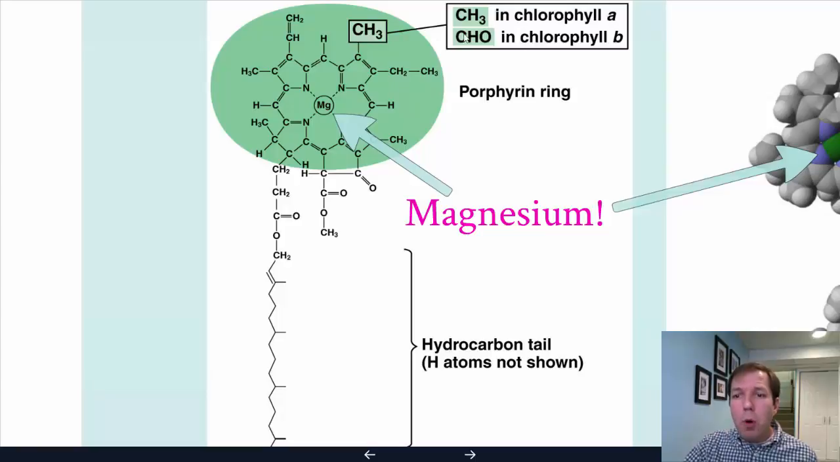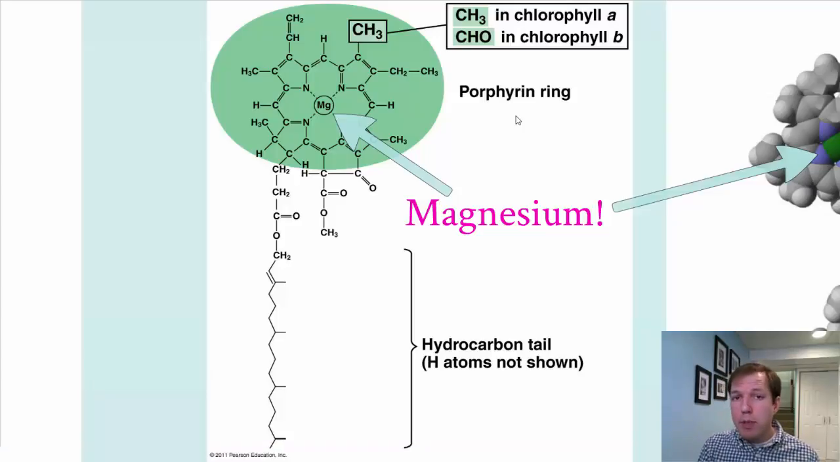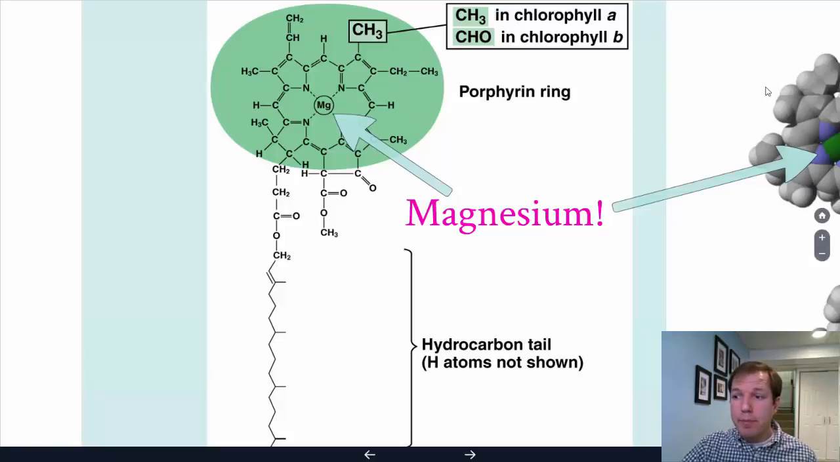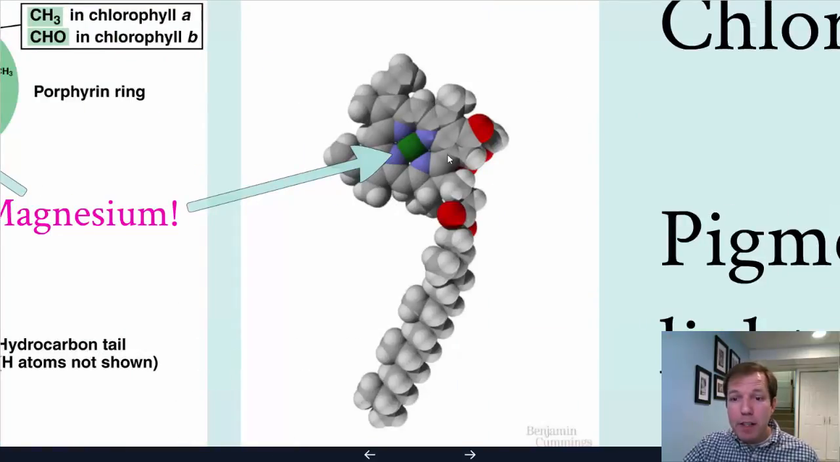Now, there are different forms of chlorophyll, and you can see in the box here one of the structural differences between chlorophyll A and chlorophyll B, although most of this particular structure is actually the same. As we look at the space-filling model here, again, you can see the carbon in gray, the hydrogen in lighter gray. You can see the magnesium here in green, and the oxygen atoms on the side there in red.